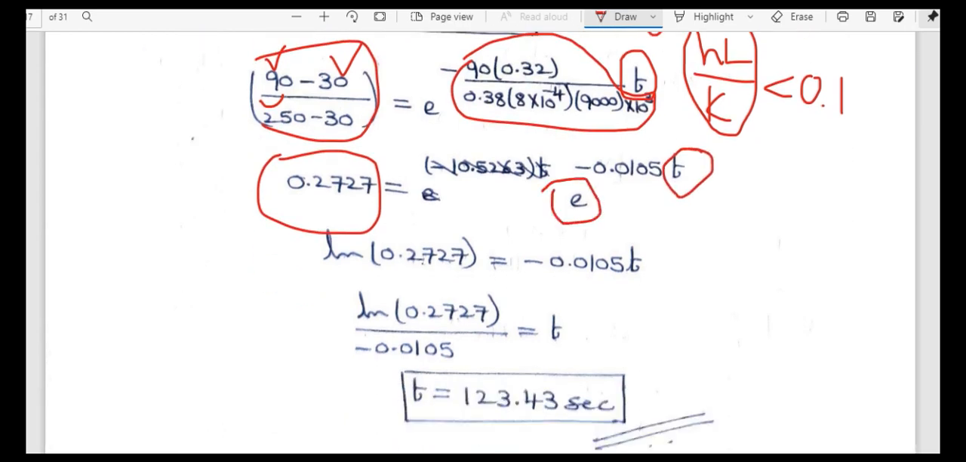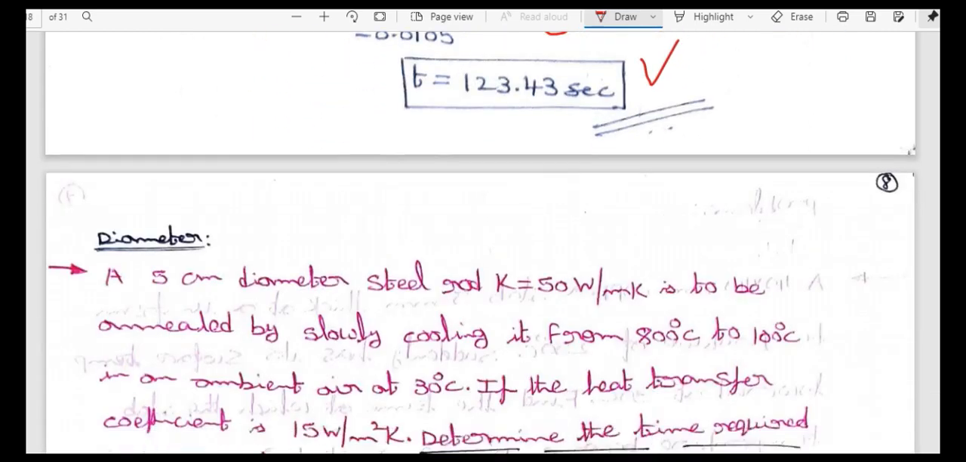So here e is the exponential function. This can be brought to this side. So that's why ln of 0.2727 is equal to minus 0.0105 into thickness. So here ln of this value can give the t value. So what is the t value? t is equal to 123.45 seconds. This is the first problem.